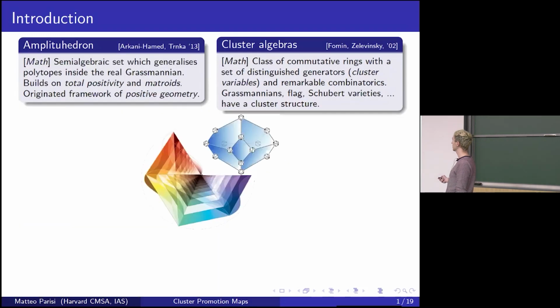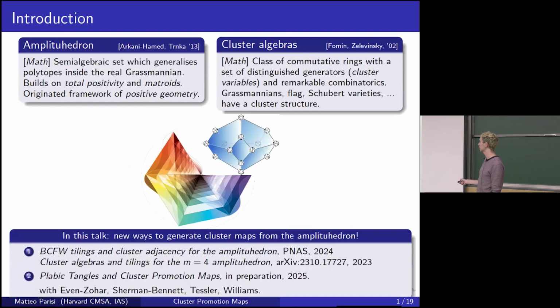In the last couple of years, I've been interested in how the amplituhedron and cluster algebras are connected with each other. In particular, today I will discuss mostly some work in preparation, which is going to appear soon, called Plabic Tangles and Cluster Promotion Maps, with my collaborators Evan Zohar, Sherman Bennett, Tesler and Williams. I will also mention previous related work that appeared in the Proceedings of the National Academy of Sciences.